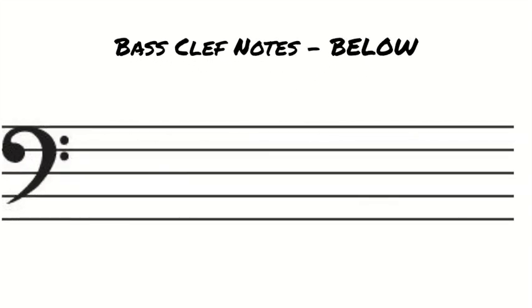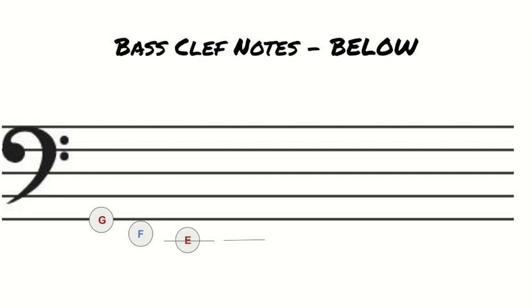Next, we're going to go below. So this is going to be tuba players and bassoon players that are primarily going to use this. That bottom line is a G. Now we just go backwards through the musical alphabet. Here we go. G, F, add a ledger line and put it right on the E.